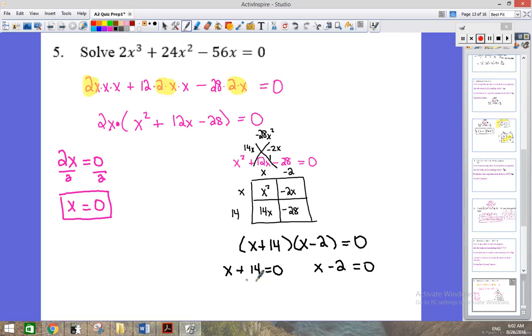So we solve for x by doing the opposite. The opposite of adding 14 is to subtract 14. And x is negative 14. We add 2 to each side because that's the opposite of subtracting 2. And we have x equals 2. We have three answers: 0, negative 14, and positive 2. Our degree was 3. There are no more answers. We found them all.